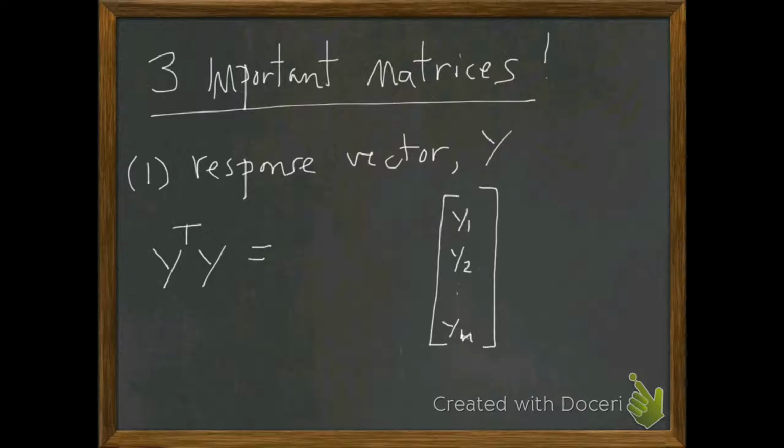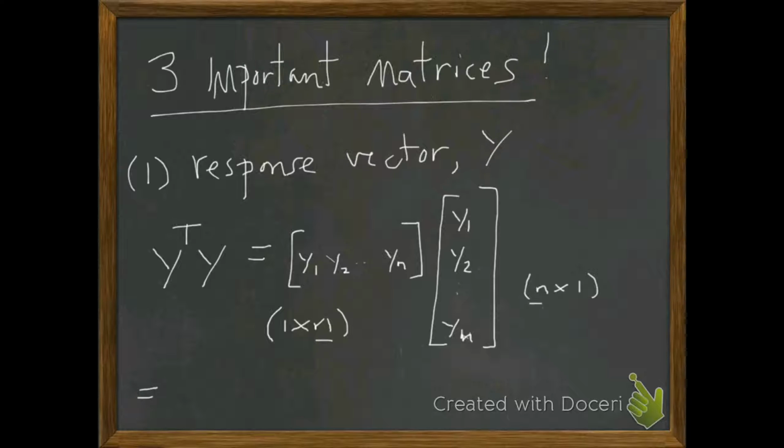Look like this. So the transpose has to look like that. So we have here a 1 by n, and here we have an n by 1. So the product matrix here is going to be a 1 by 1, and what's it going to look like?